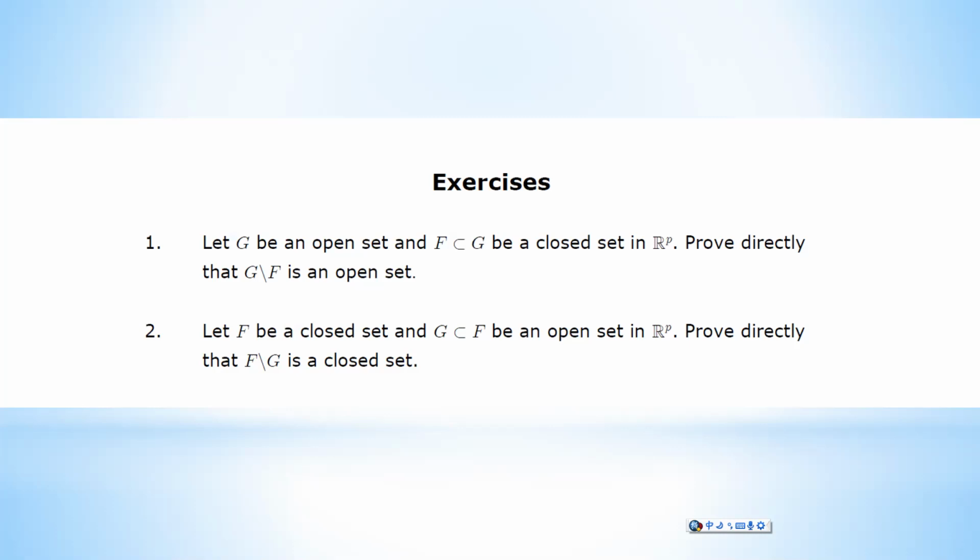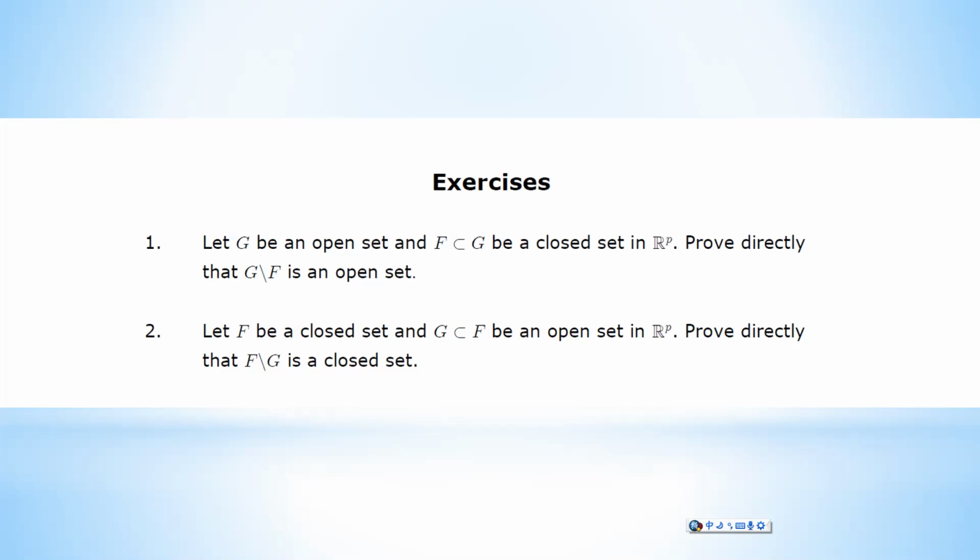Problem number 2 is similar. Now you have a closed set F, which is a bigger set, and G is open, which is inside it, and you have to prove that the difference F minus G is itself a closed set. Again, this can be handled by definition, and also by the global property in the previous theorem. I'll show you next time.